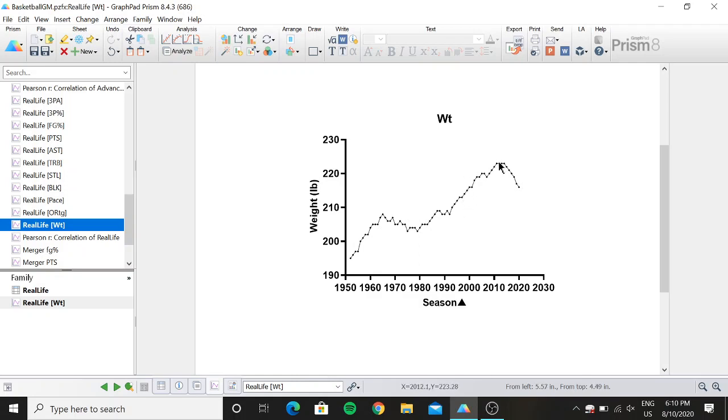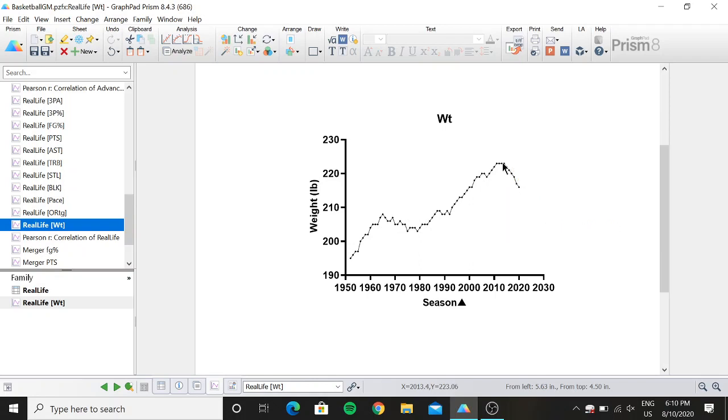But then we peaked around 2015 or so, which is really interesting, and then started to drop, maybe as teams adopted more small ball lineups. We've seen the Houston Rockets do it. However, it's very interesting. I would not have picked this to be the case, that we peaked in 2010 or 2013. It's really interesting to see.